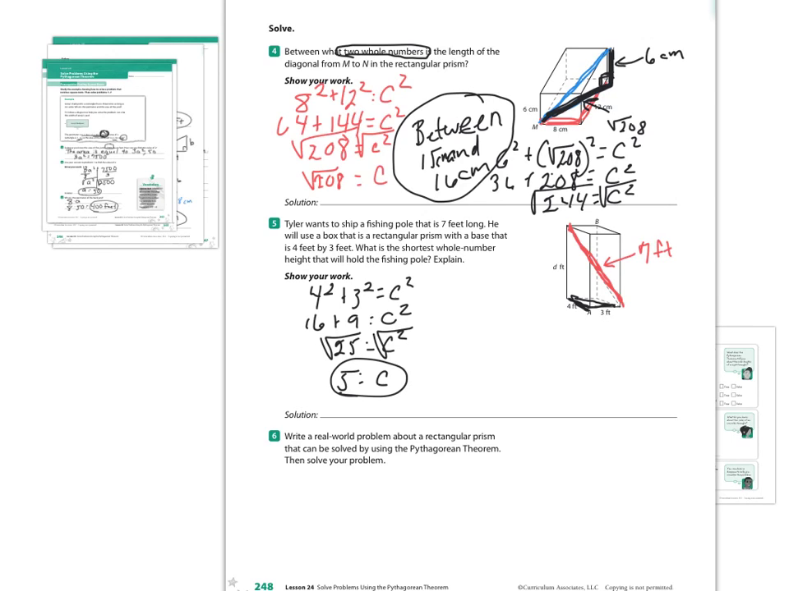Well, what we've just created now is a right triangle. We need to figure out the height of that box. We know in our right triangle what we just found, the hypotenuse of the base. This side here is 5 feet. We know the hypotenuse has to be at least 7 feet. So we can write the equation 5 squared plus d squared equals 7 squared.